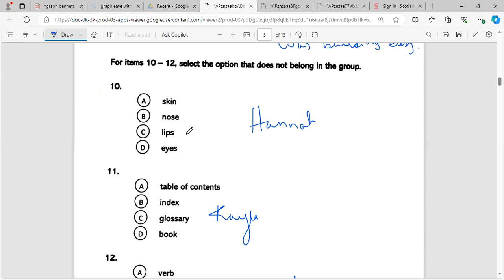But why do you choose lips? Because I know three of them, if you realize, they're senses. So the nose, you smell, the skin, you feel, your eyes, you see. That's what I want to know, guys. It could swing either way. Or you could also do it like these are the external things you can see. Yeah, that's what I'm thinking also.